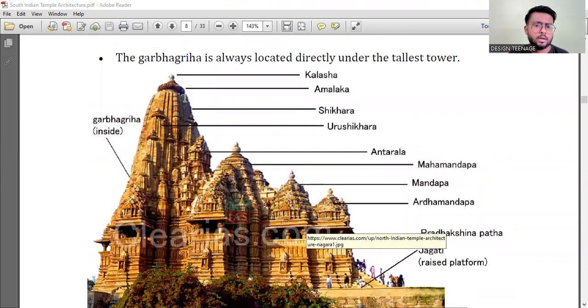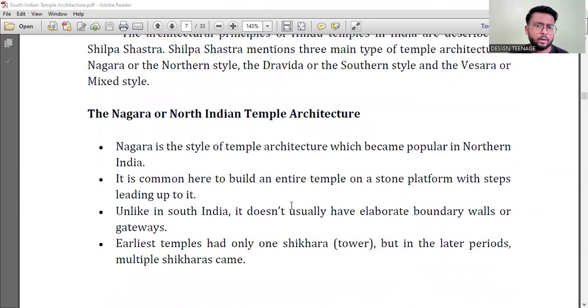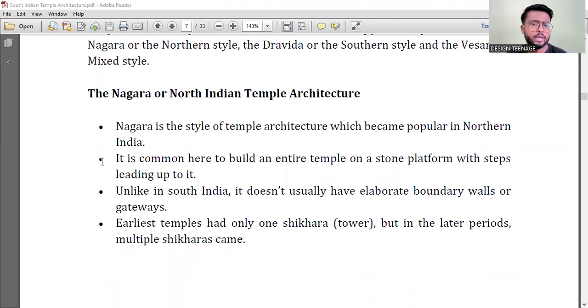And over here, this is a good example of the Nagara, or North Indian, style of temple architecture. This we will discuss in detail a bit. So Nagara is a style of temple architecture. This part is really important. We have studied the South Indian style, and this is the Nagara style architecture. Do we have time today? Yes. So let's complete the Nagara style today itself.